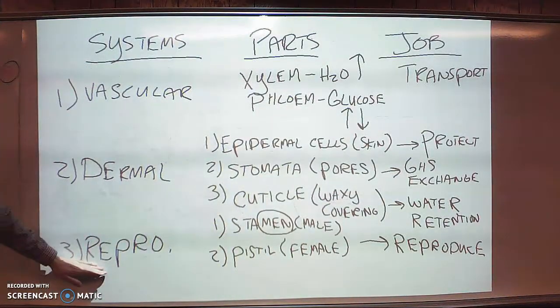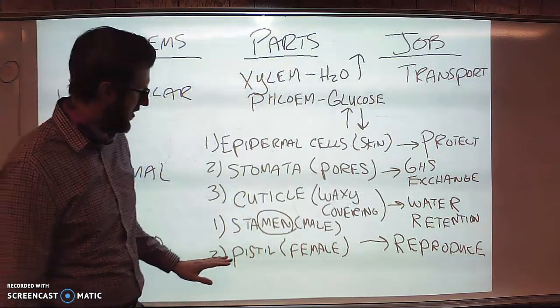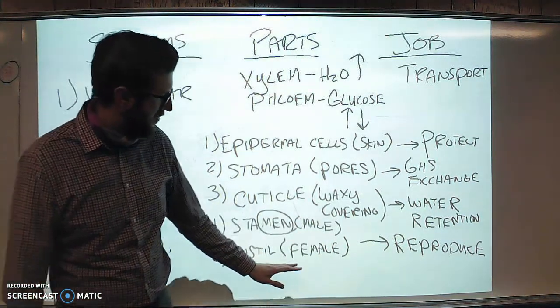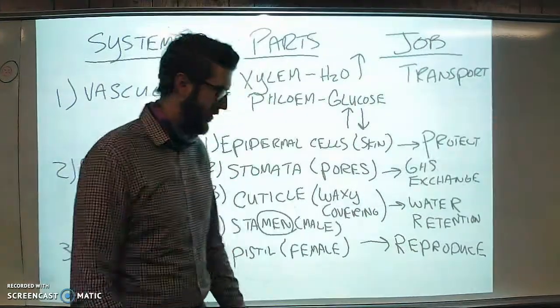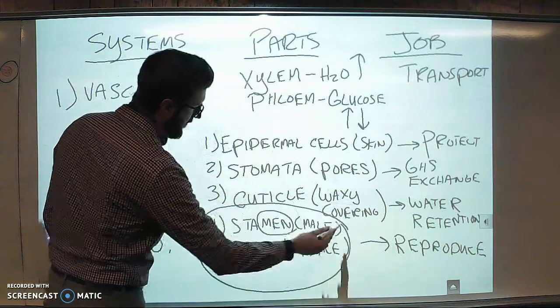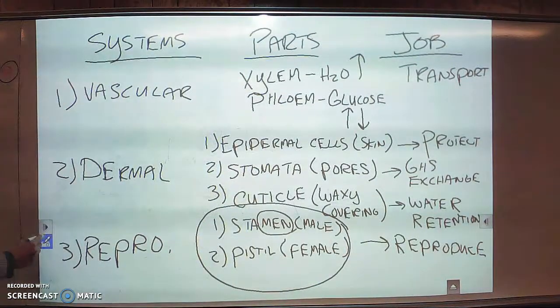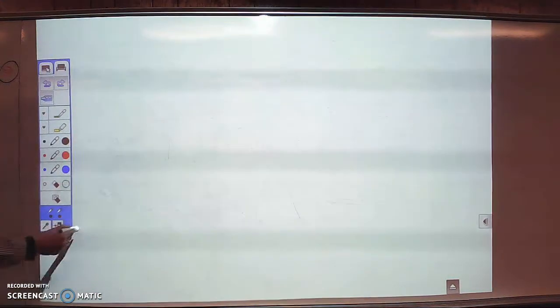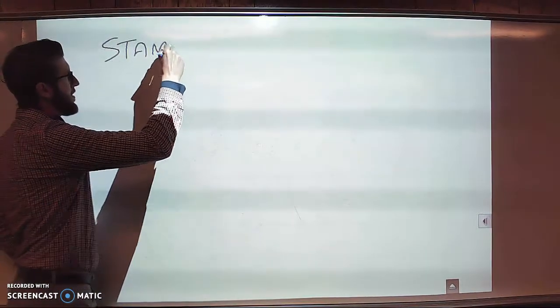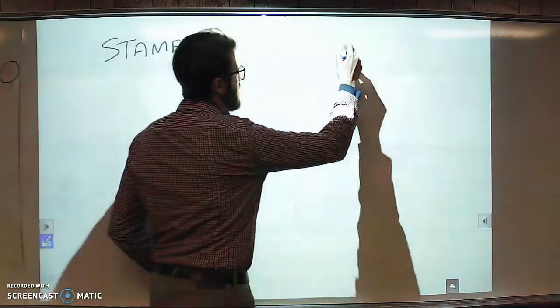And then reproduction. The reproductive system is made up of the stamen, which is the male part, the pistil, which is the female part, and their job is obviously to reproduce. So now I want to look more closely at these two on the next slide here. So we've got the stamen and we've got the pistil.